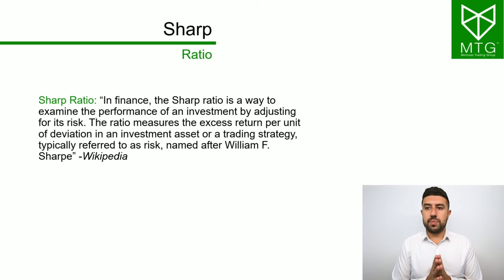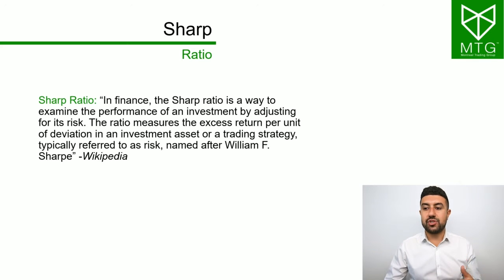In this lecture, we're going to be talking about the Sharpe ratio. So what is the Sharpe ratio? The definition here for Sharpe ratio, straight from Wikipedia, is that in finance, the Sharpe ratio is a way to examine the performance of an investment by adjusting for its risk.